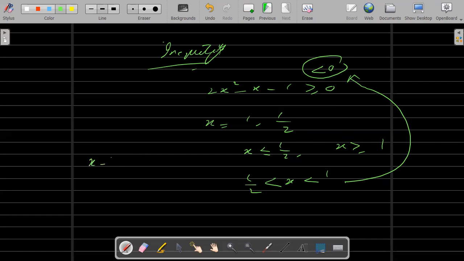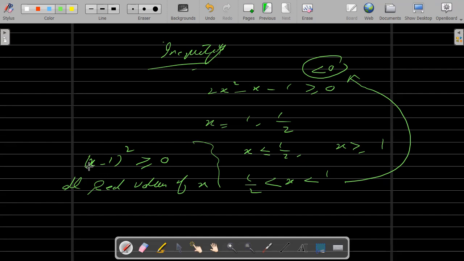Okay, there is one thing: (x minus 1) whole square greater than or equal to 0. In this case, you cannot use this procedure. Why? Because if you put any value of x, the answer will always be greater than or equal to 0. Why? Because of the equal sign. So here you say real roots, all real values of x. This is a special case, in this case you cannot select some values.